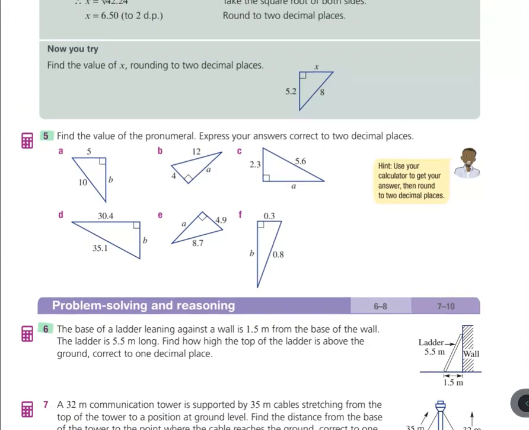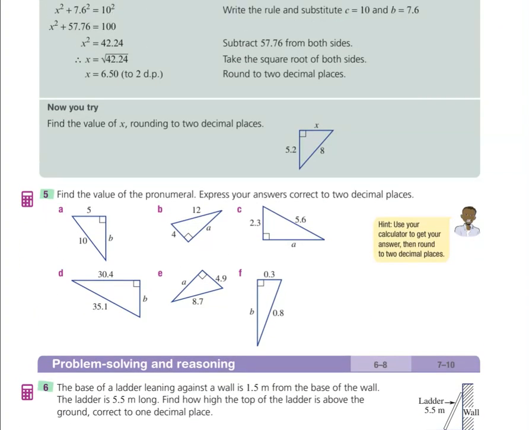Okay. Find the value of the polynomial. This time it's giving us decimal answers. So for the first one, you need to end up getting 5 squared plus b squared equals 10 squared. 10 squared is 100, 5 squared is 25, b squared will be 75, and then you've got 2 square root 75. And I got 8.660. This is going to be 8.66.